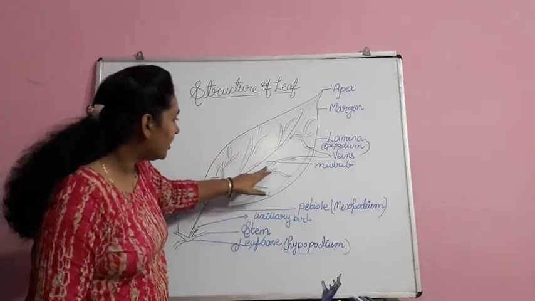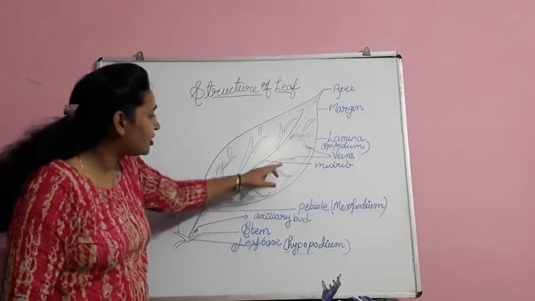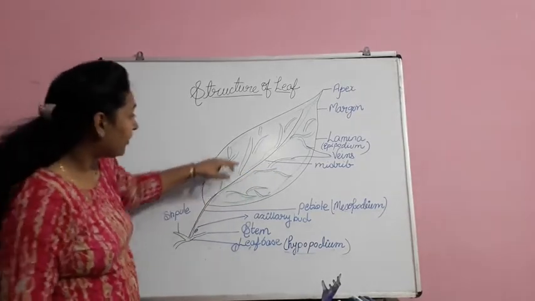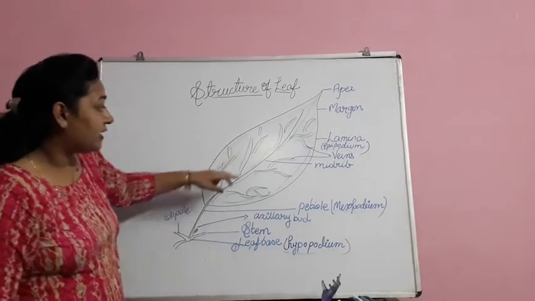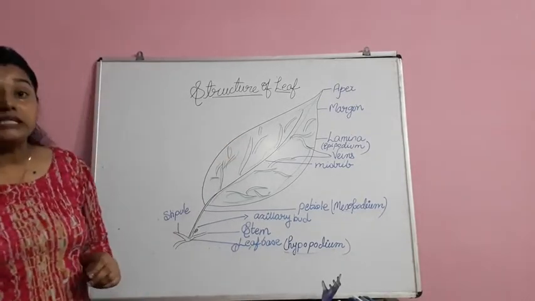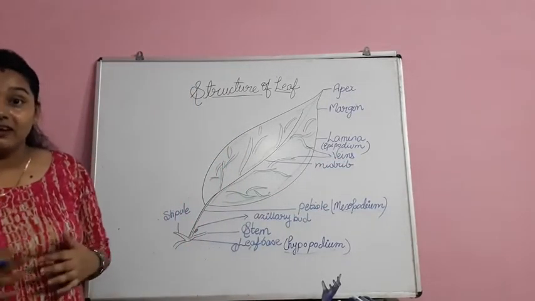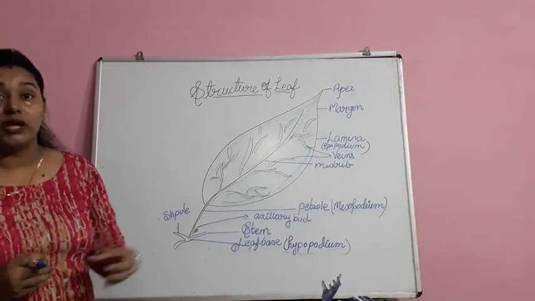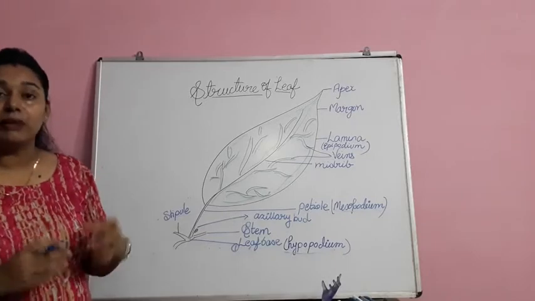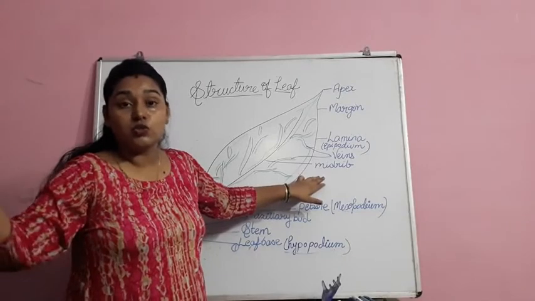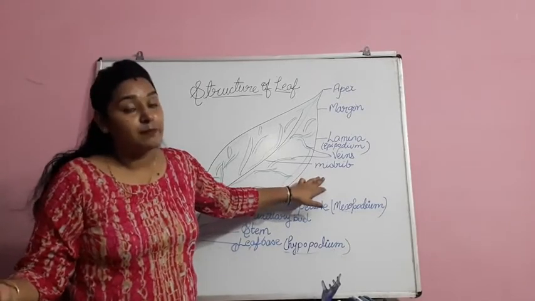Just next to this you can see the fine branches arising from this midrib, which are called the veins. These veins are responsible for carrying the water, the minerals, the vitamins, all the required elements of the plant to get its work done, like photosynthesis, right?